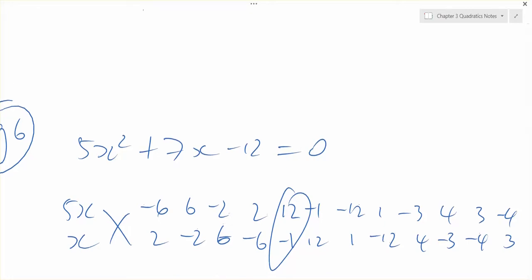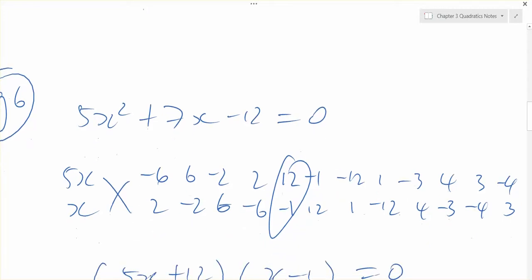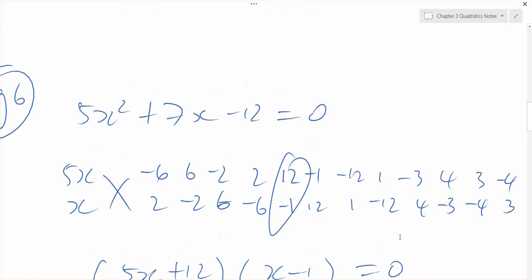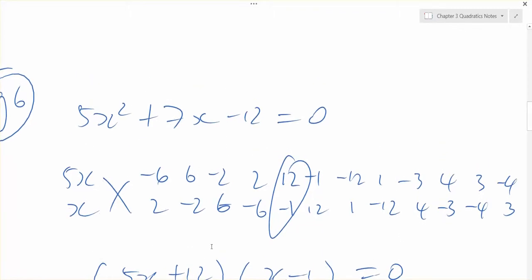So remember, you read across. So I read across from here. We've got 5x here, and we've got 12. So 5x and 12 go together, x and -1 go together, and that equals 0. You can always check by expanding again to see if you get that solution.